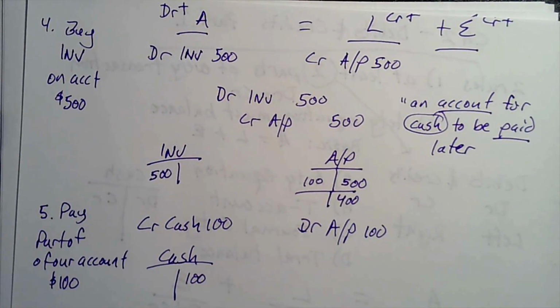Okay, so that's the basics of debits and credits, at least with the basic equation. We're going to go ahead and look at an expanded version where we start talking about revenues and expenses and adding in sales to customers to this equation.